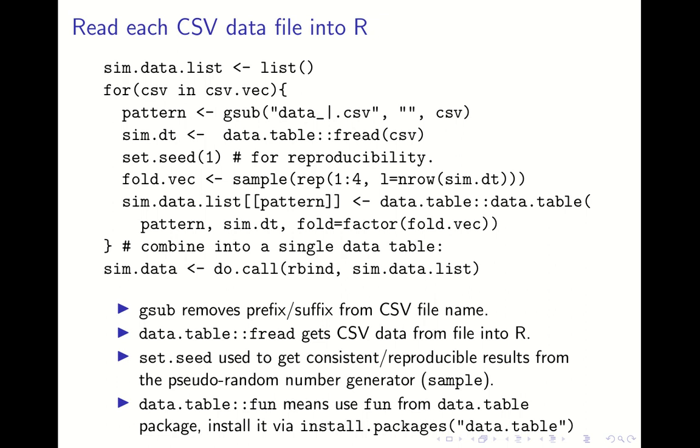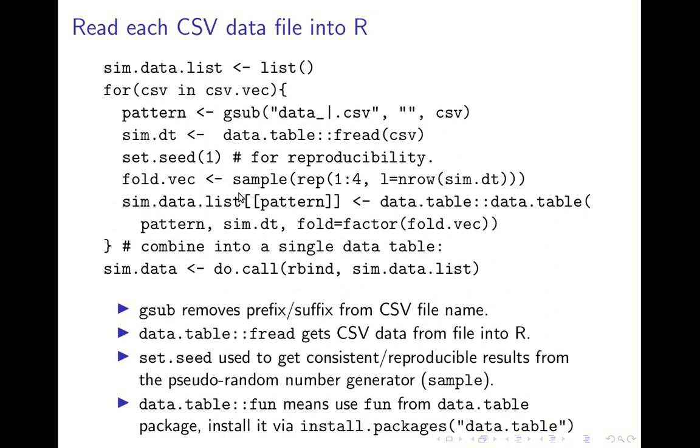So in this next line, what we do is we sample. This inner call, rep(1:4, l=nrow(sim.dt)), means we're repeating the fold IDs from 1 to 4 as many times as there are rows in this sim.dt object, which is the R representation of that CSV data table. And then we're calling sample to randomly rearrange those fold ID numbers, so randomly assign one of those folds to each observation.